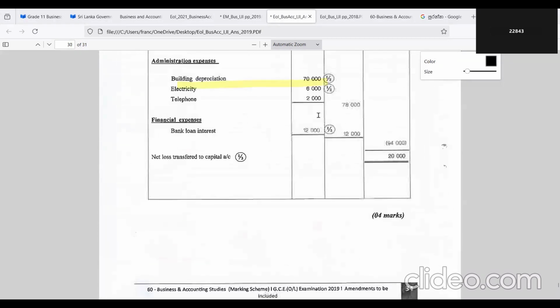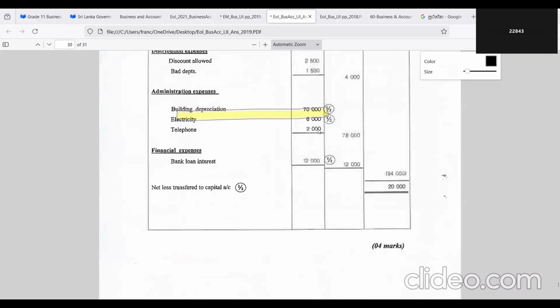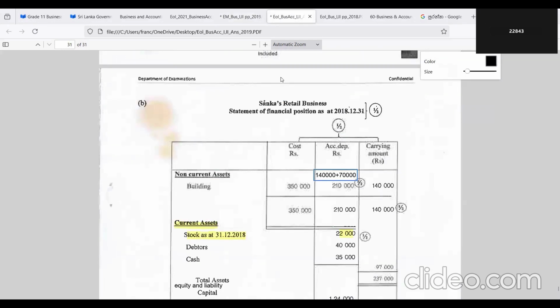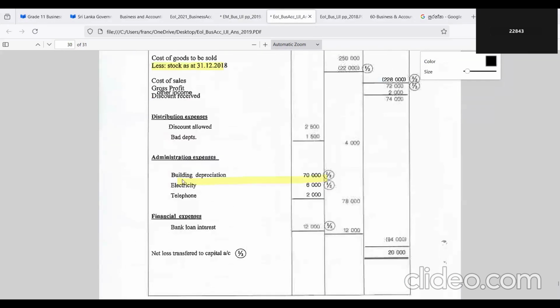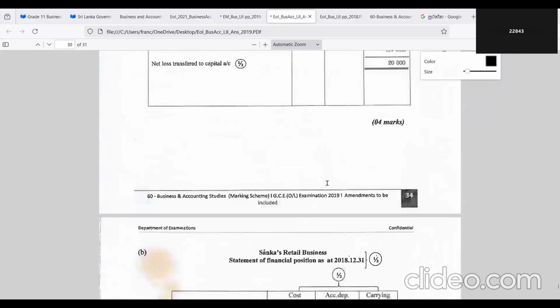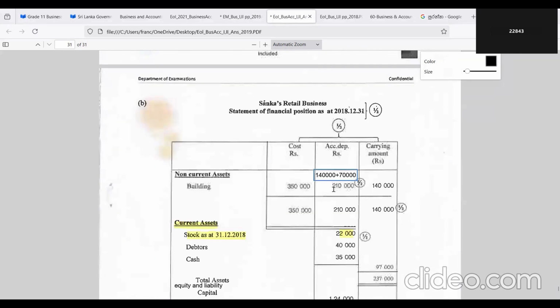The value given in the trial balance, 140,000, and the value which we have calculated under admin expenses should be added together, 210,000. Then only we should deduct: 350,000 minus 210,000. You are getting 140,000 as the carrying value.